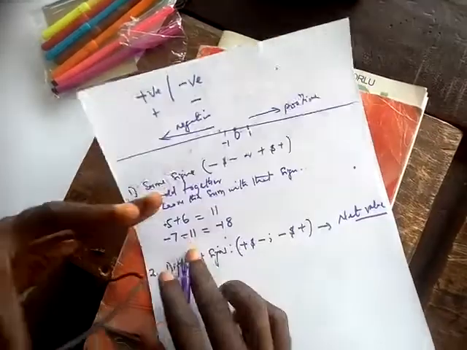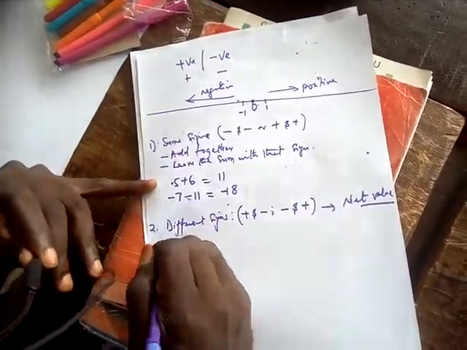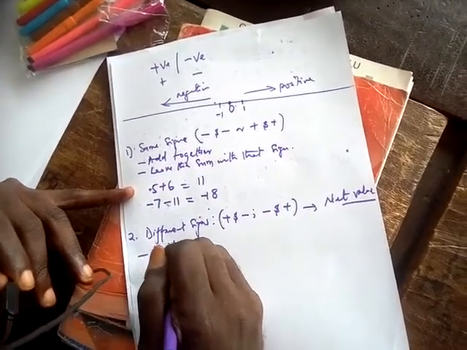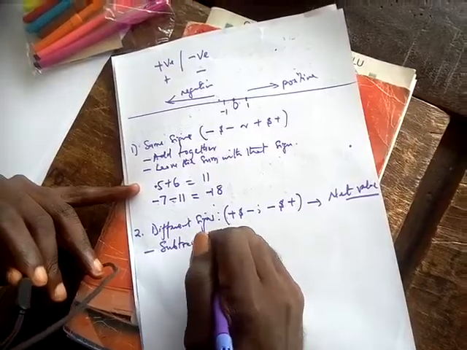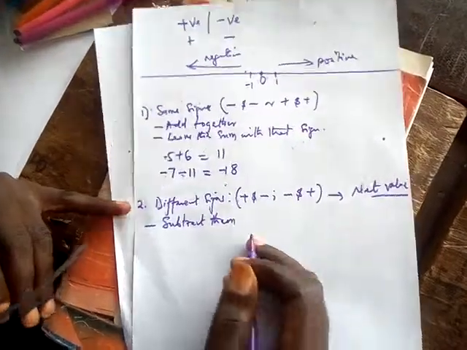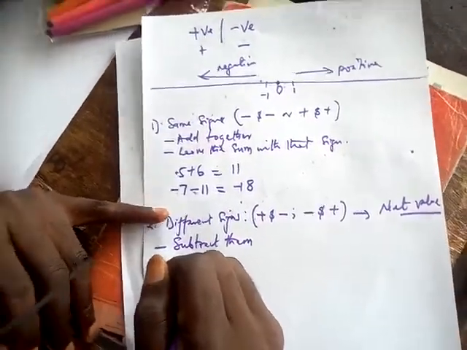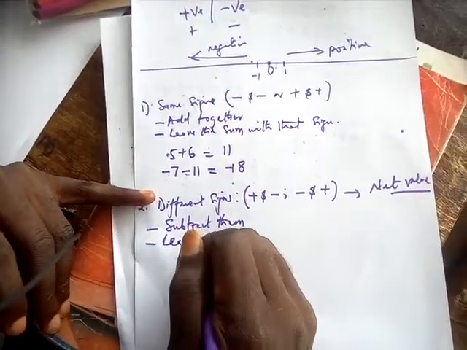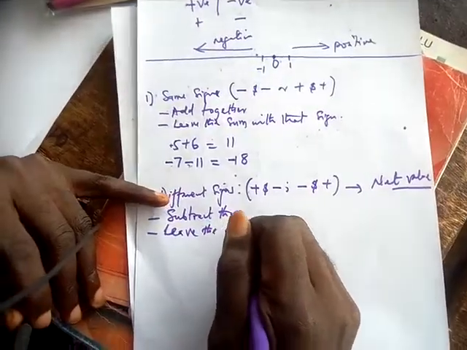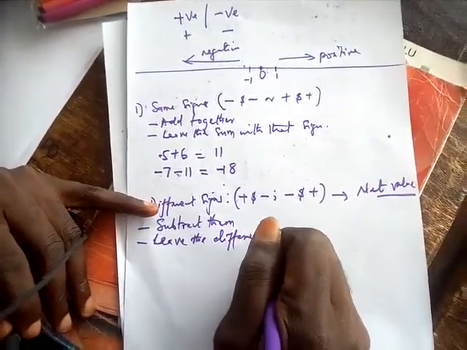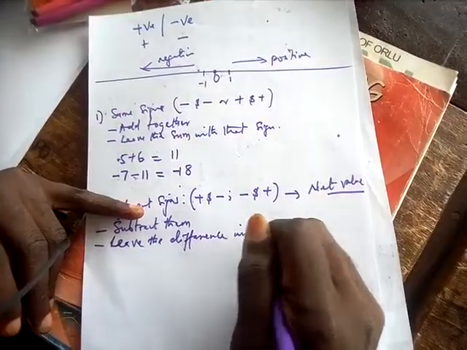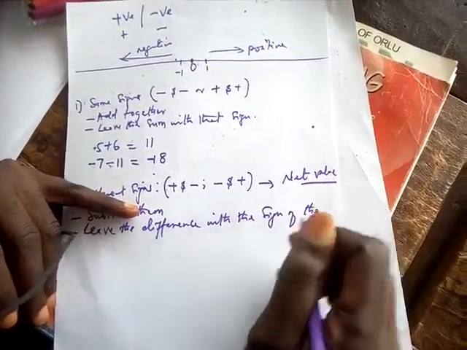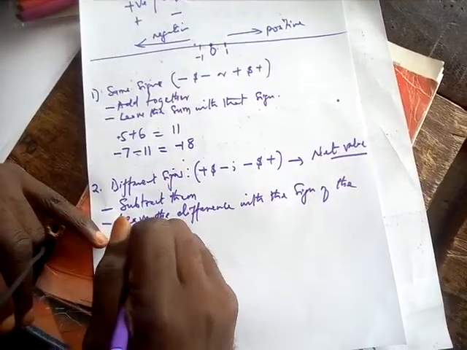Now, if they have different signs, what to do is, I will use subtraction here. You say subtract them, especially if they are just two numbers, and then leave the answer, leave the difference with the sign of the larger number.